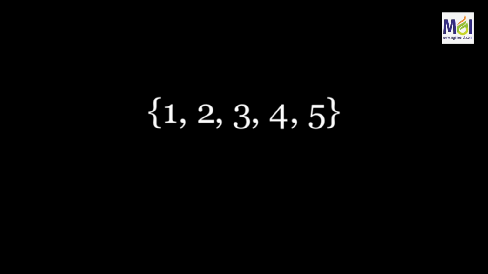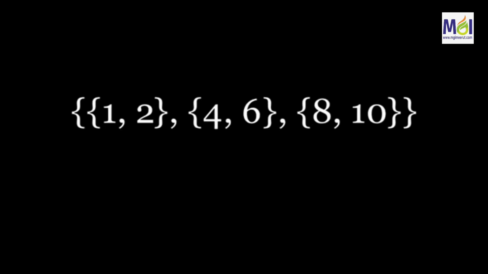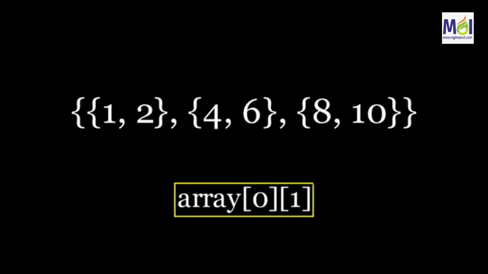Now arrays can have multiple dimensions. Here we have an example of a one-dimensional array which contains base elements. Now this is a two-dimensional array, which is essentially an array of arrays. So for instance, if you want to access the second element of the first subarray, you would index it like this, where 0 means the first subarray and 1 means the second element within the first subarray. And this concept can be extended to arrays with n dimensions.